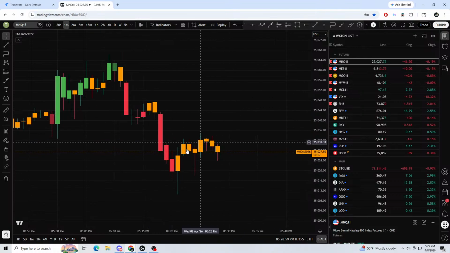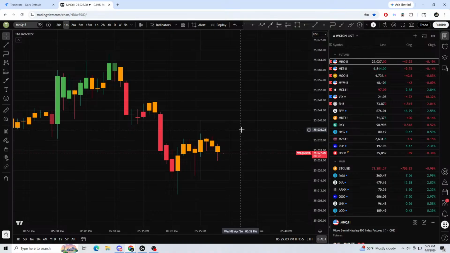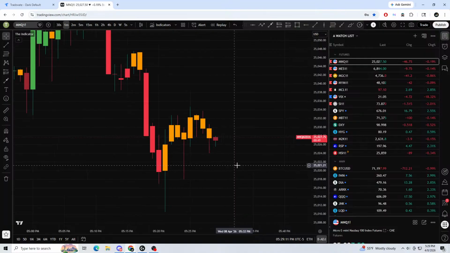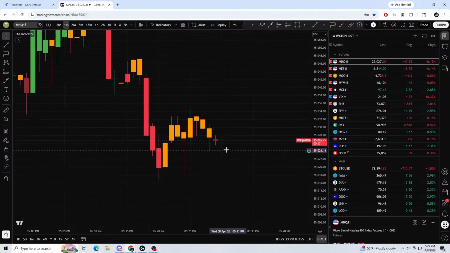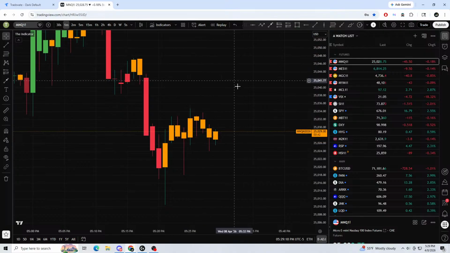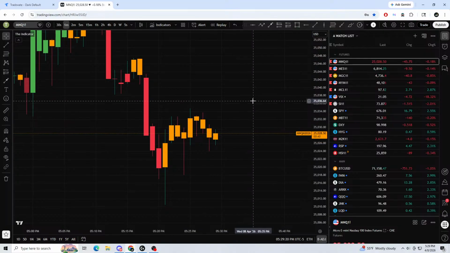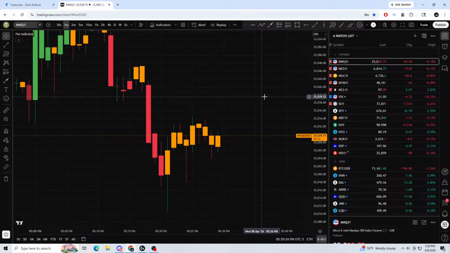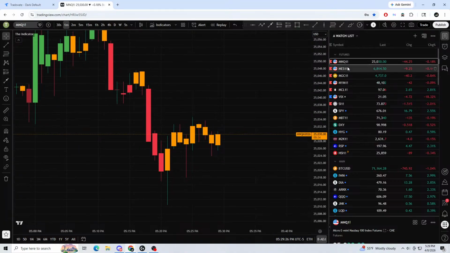So right now we're just consolidating. Might be flipping bearish here, maybe, but it's kind of hard to say. The indicator does all the thinking pretty much for me, so whatever it says is kind of what I'm going to be doing. And right now it says we're balanced, so we have no edge.